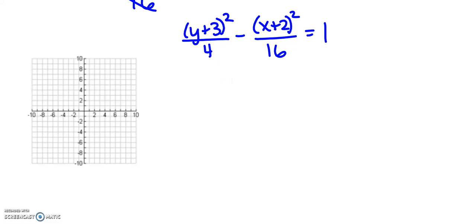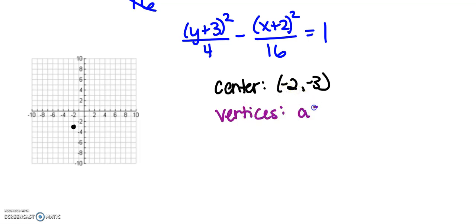My center of my hyperbola will still be at h, k. So negative 2, negative 3. I'm going to identify my vertices.